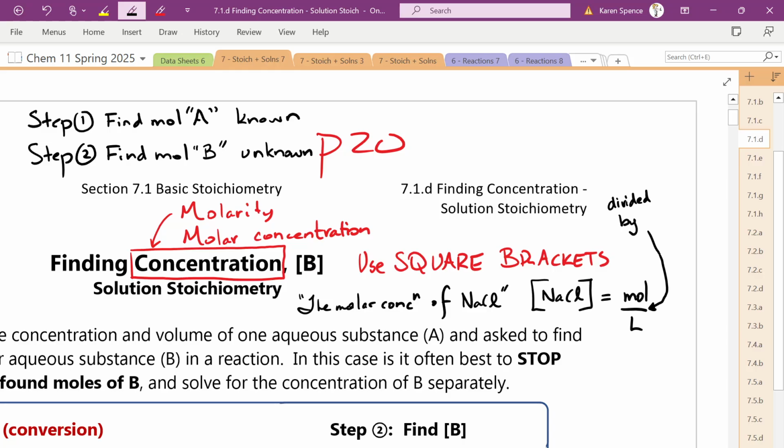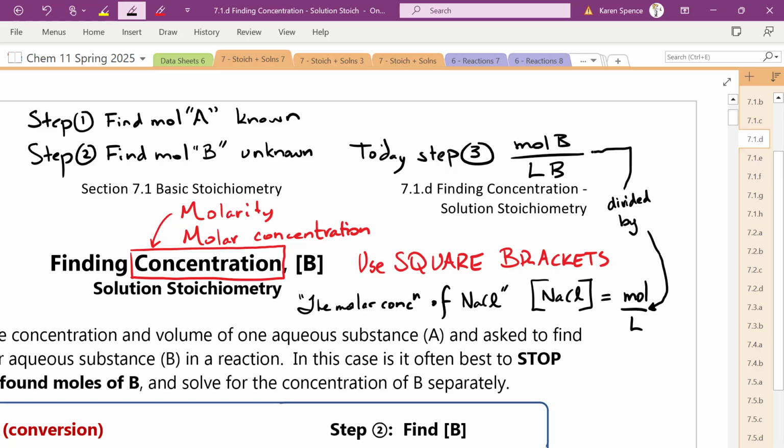And in step 3 for today, step 3 is take the moles and divide by the liters. So it's going to be the moles of B divided by the liters of B.